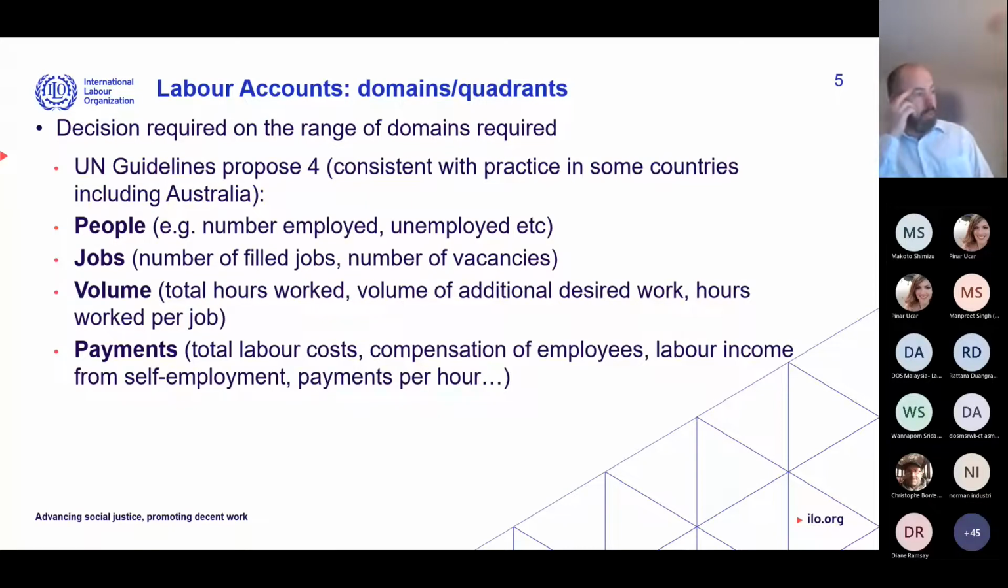So the UN guidelines, as I just mentioned, propose four quadrants, and I believe this is consistent with the practice in Australia, which you'll hear about.